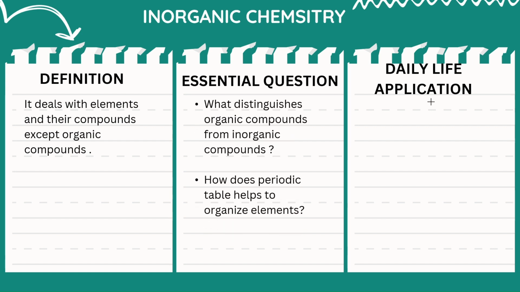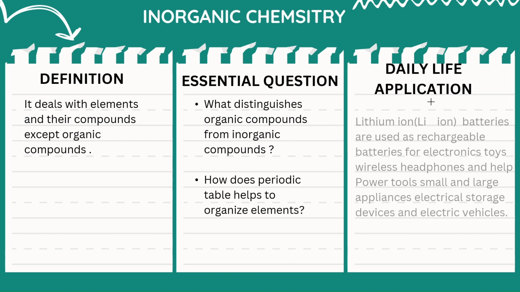Now, the essential question that you should consider while studying inorganic chemistry is what distinguishes organic compounds from inorganic compounds? I've told you that already. And how does the periodic table help to organize elements? The organization of elements in the periodic table, along with the study of their properties and interactions, is all done in the field of inorganic chemistry. These are not studied under organic chemistry.